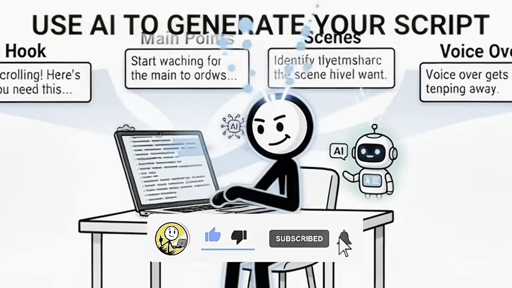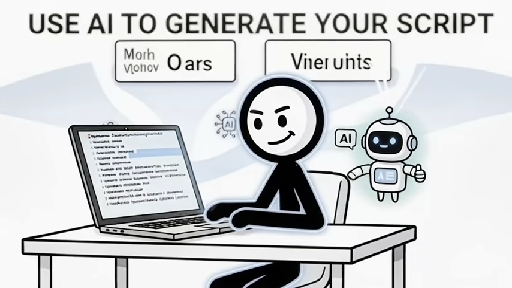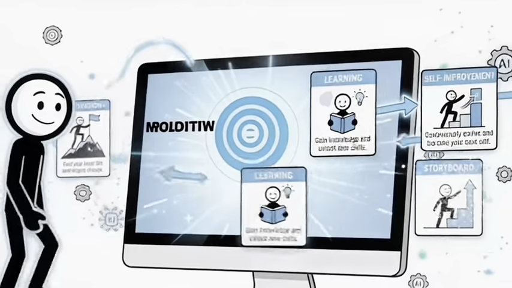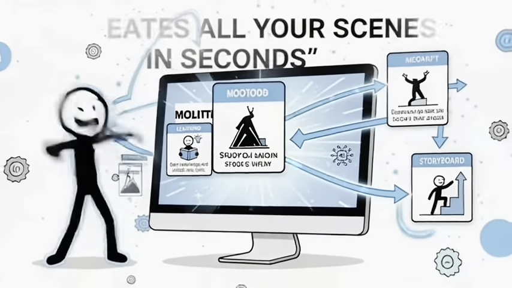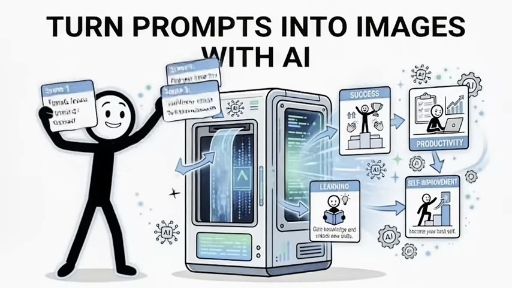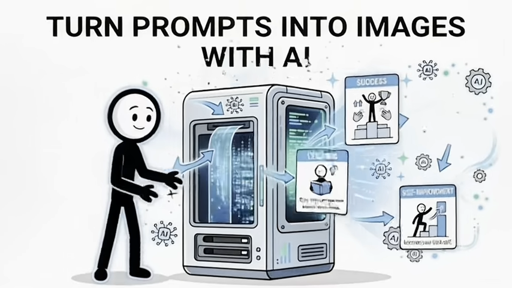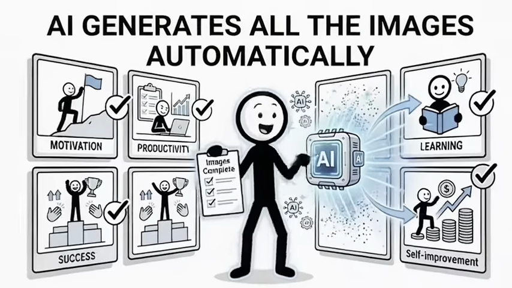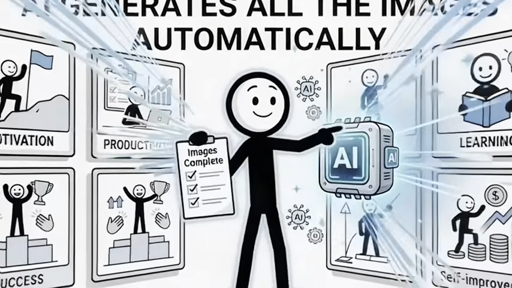First, use AI to generate a complete script automatically. AI can instantly create scenes, narration, and storyboard instructions. Next, generate consistent Stickman images using an AI image tool. Within seconds, you'll have all the images your video needs.